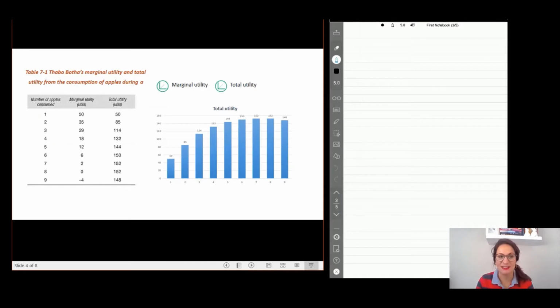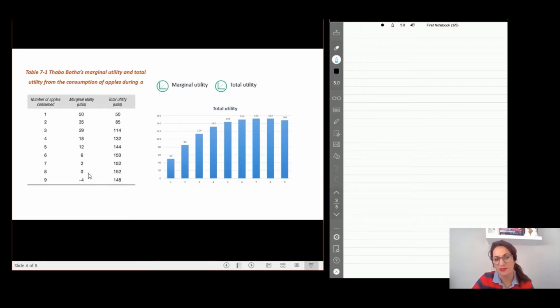So look at this table, for instance. We have apples consumed. So you have your number of apples consumed. Then you have your marginal utility. So it's the utility you gain out of the additional consumption of one extra apple. And then your total utility, which is the sum of your marginal utility. I want to focus your attention on the marginal utility column. Can you see that marginal utility decreases? It goes to zero and then it decreases.